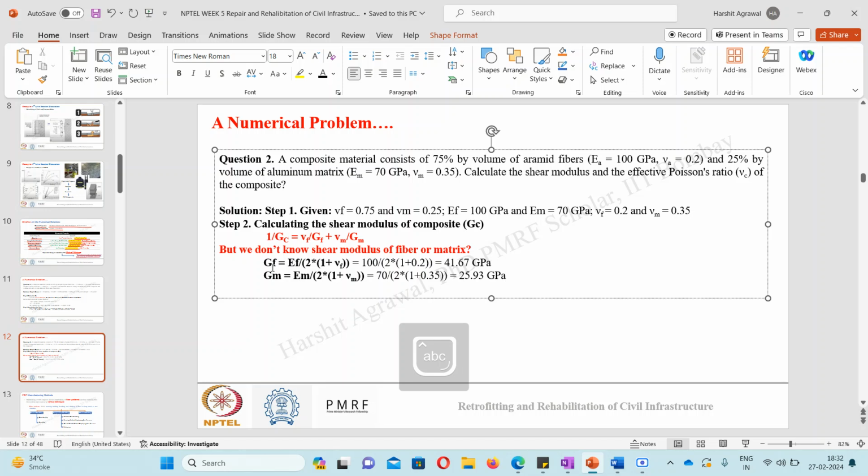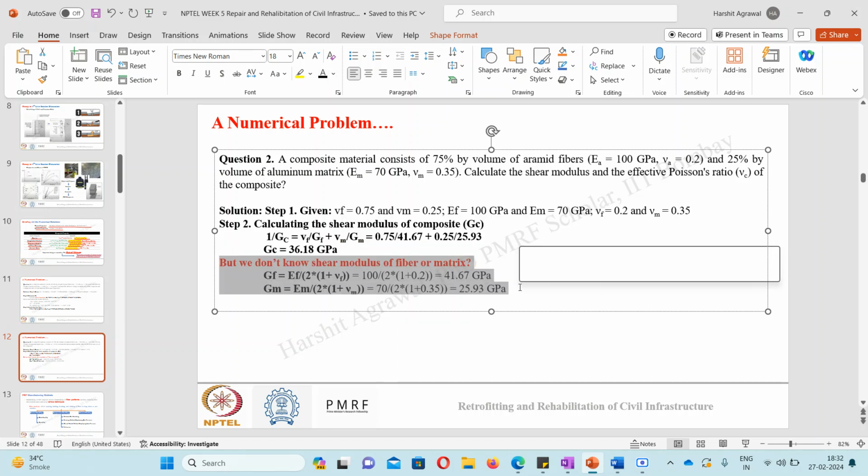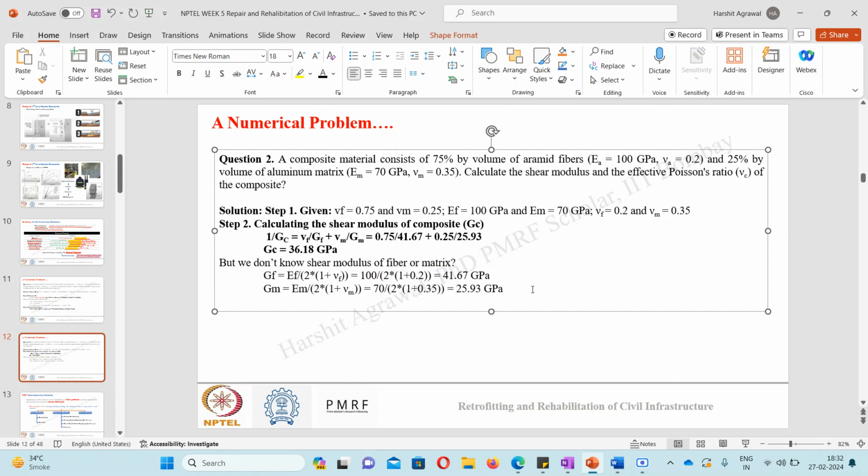Now we know the shear modulus of fiber, the shear modulus of matrix, and the volume proportions, so we can calculate the shear modulus of composite very easily. It will be 1 over GC equal to 0.75 upon 41.67 plus 0.25 divided by 25.93. Upon solving, you will get GC equal to 36.81 GPa. This is the solution of part 1. I hope this part is clear to everyone.